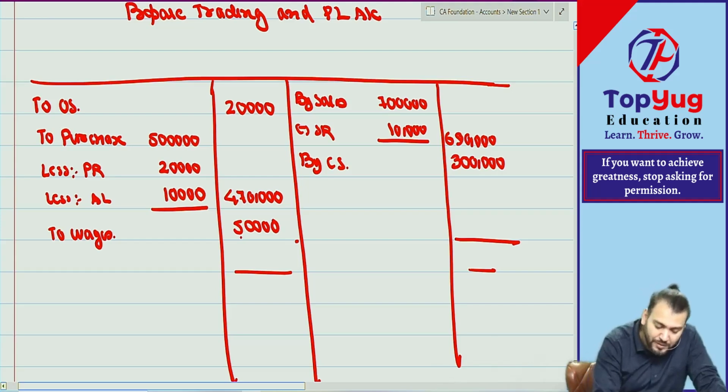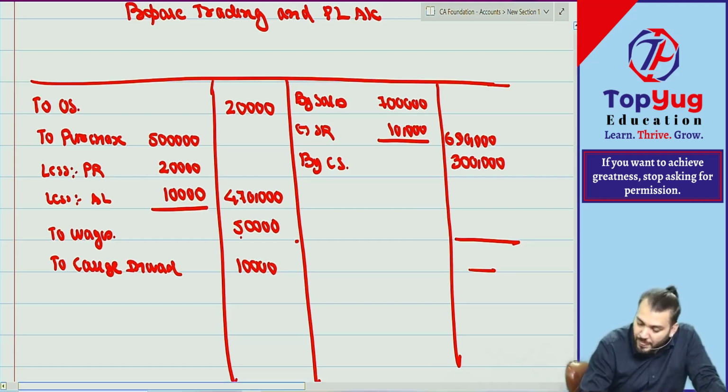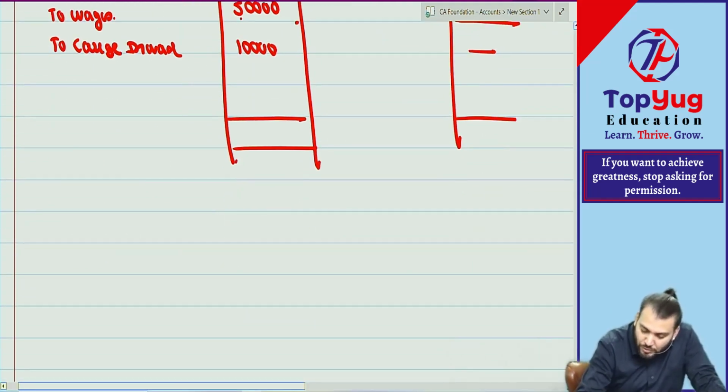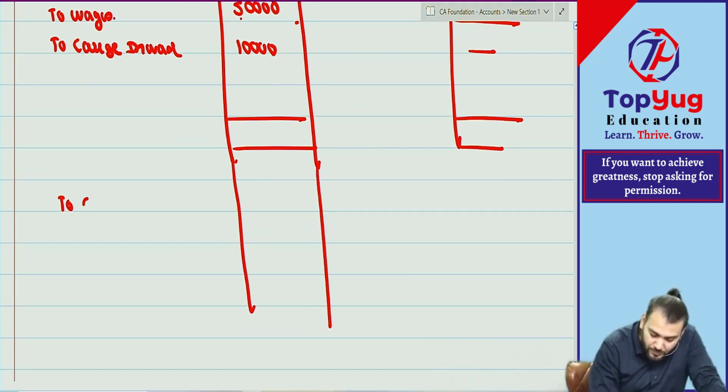Carriage inward will go where? Any adjustment? No adjustment. Directly to what? To carriage inward, 10,000. Then what? Carriage outward will go where? So write down carriage outward. How much? 20,000.